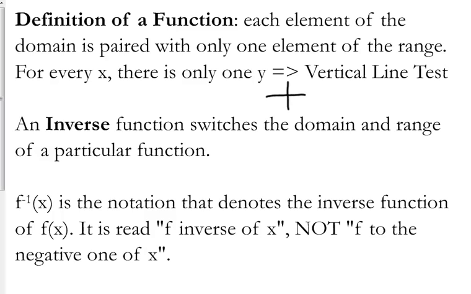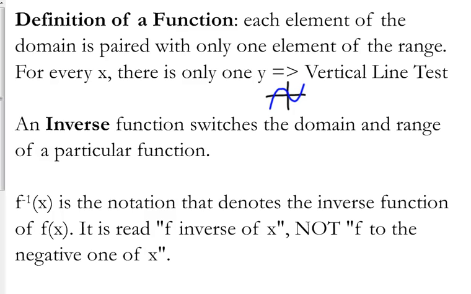Okay, so say we have a function here. The vertical line test says that if you take a vertical line and you pass it across the function, it will only touch the graph of the function at one point at a time, if it is indeed a function. So this passes the vertical line test.